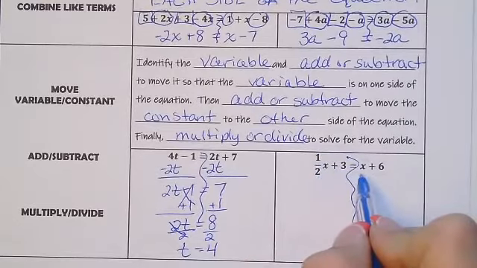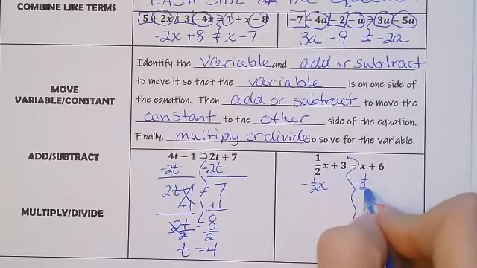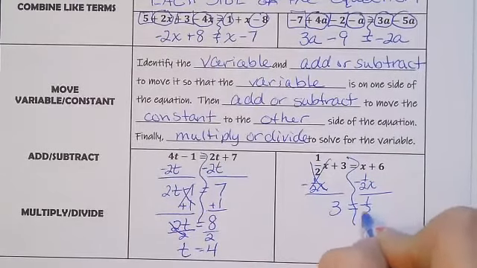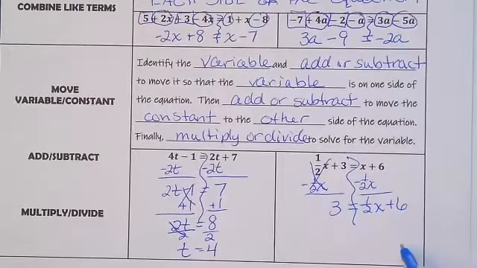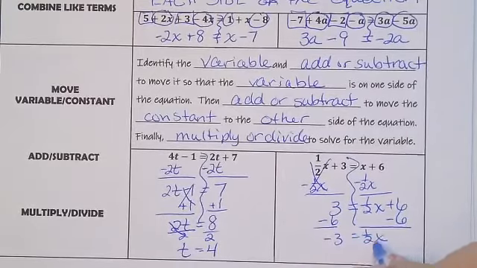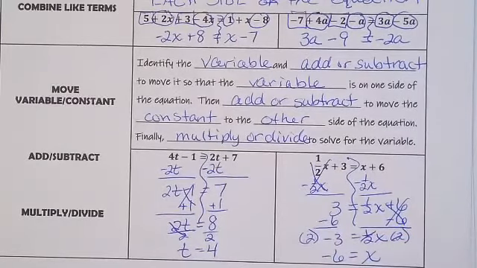1/2 x, x. I want it on one side. So I'm going to subtract 1/2 x from both sides, which gives me 3 equals 1/2 x plus 6. Okay, my variable's on one side, I need to move my constant to the other. So I'm going to subtract 6 from both sides. And now multiply or divide. So I'm going to multiply both sides by 2. And that gives me -6 equals x.